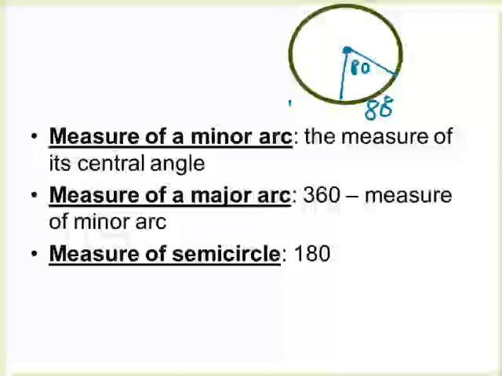If I wanted to know how large the major arc was, the rest of the circle, well, how big is the circle? 360. So if I wanted to know how big the rest of that arc was, I would take 360 minus 80, and I would get 280. Okay. So a minor arc is equal to the central angle that cuts it off. The major arc is the rest of the circle. So 360 minus the minor arc. A semicircle, we said, was half of a circle. How big is half of a circle? 180. So a semicircle measures 180.